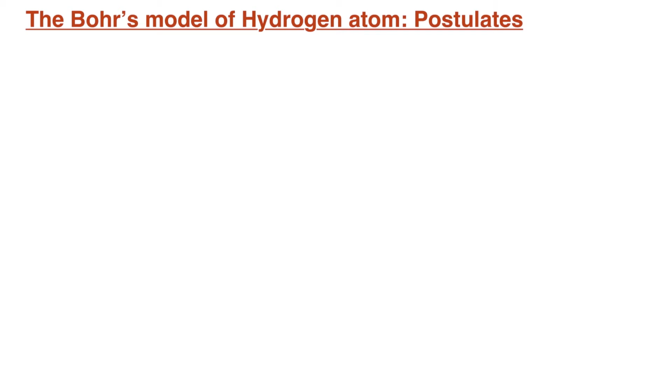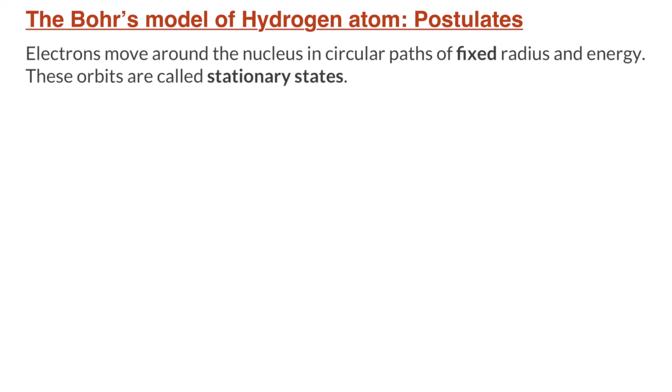The first postulate he proposed was, electrons move around the nucleus in circular paths of fixed radius and energy. Because these orbits have fixed radius and energy, he called them stationary states. The word fixed is important here. Rutherford's model talked about the electrons revolving around the nucleus but not about the orbits having fixed radius.